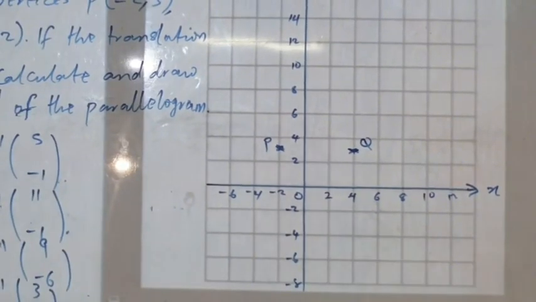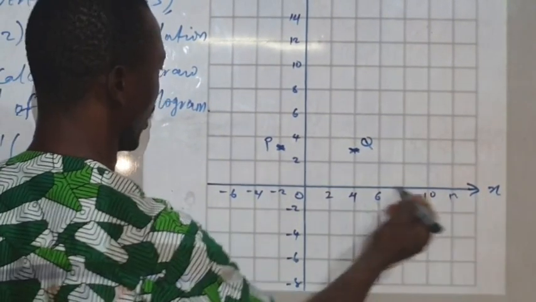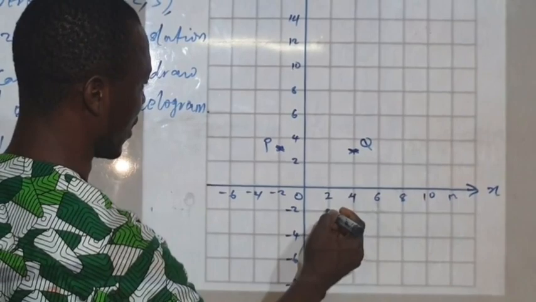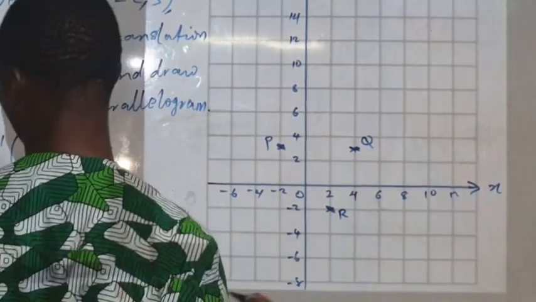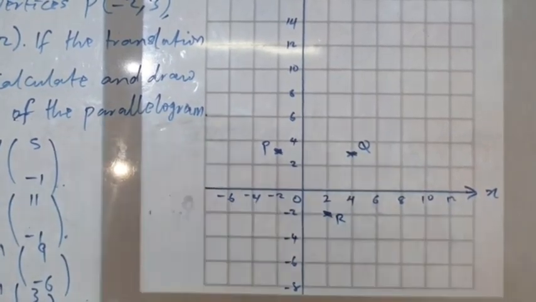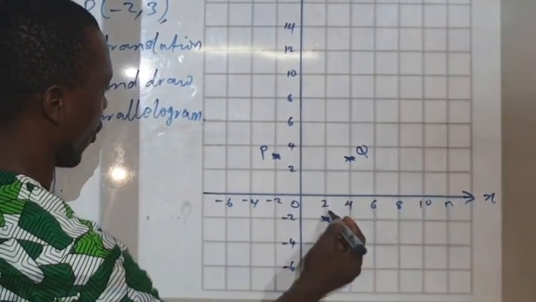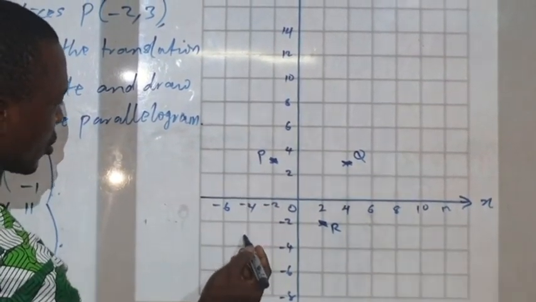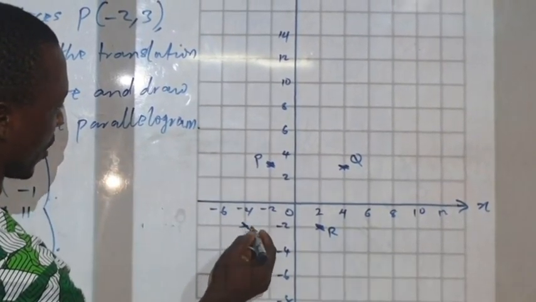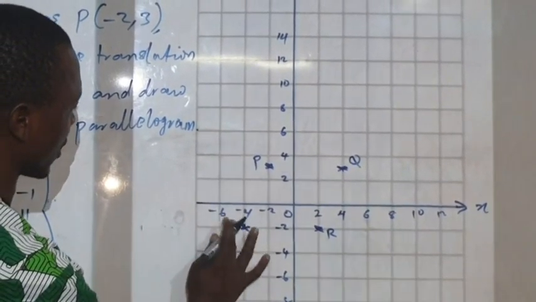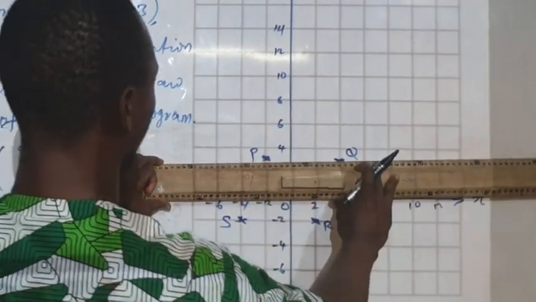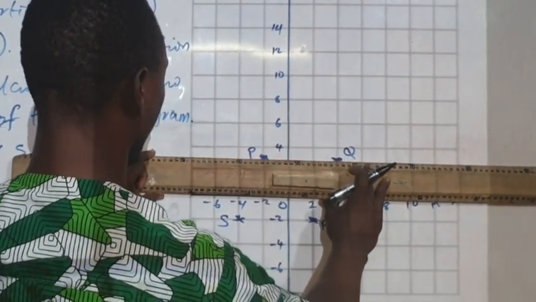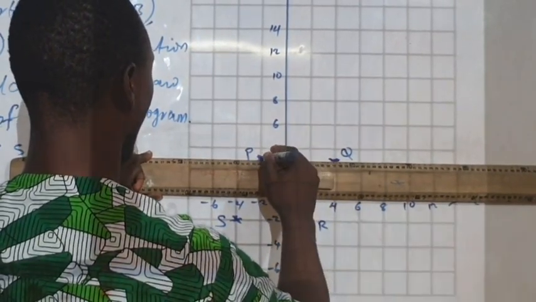Then R is 2, minus 2. 2 on x axis, minus 2 on y axis. So this is R. Then S is minus 4, minus 2. So minus 4 on x axis and minus 2 on y axis. So we have this, which is point S. So you now join the points together with your ruler. So join the points.